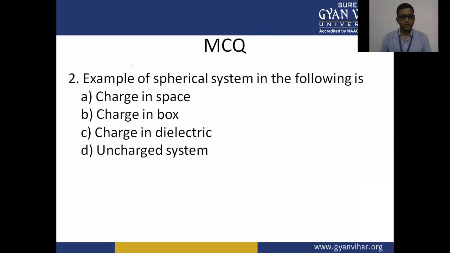Examples of the spherical system in the following are charge in space, charge in a box, charge in a dielectric, and uncharged system. So it is an example of the spherical coordinate system.